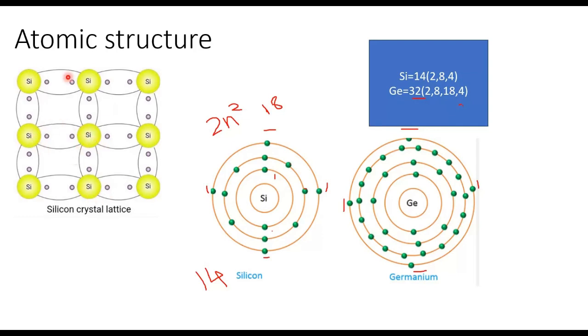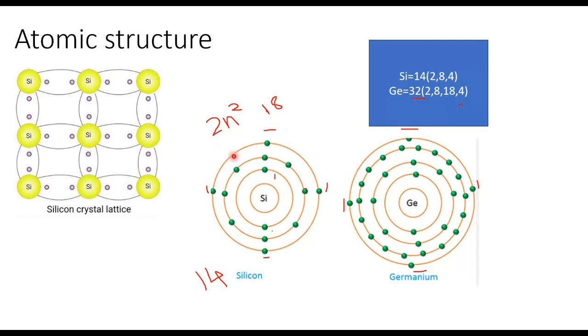Similarly, each and every silicon atom forms a covalent bond with the neighboring silicon atom. Thus, we get a crystalline structure. Germanium is also similar to silicon. Why? It also has 4 valence electrons and it also forms covalent bonds with the neighboring atoms. And again, it also has a crystalline structure inside a solid.